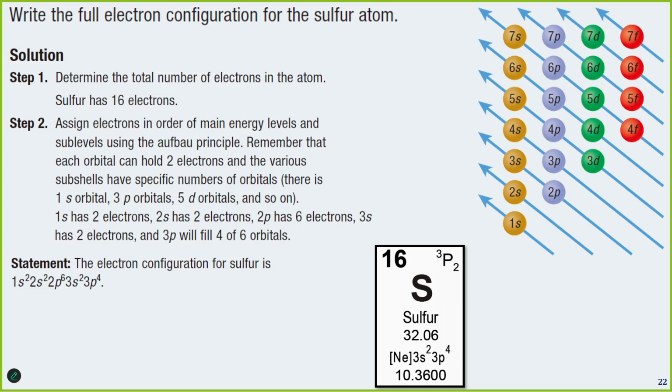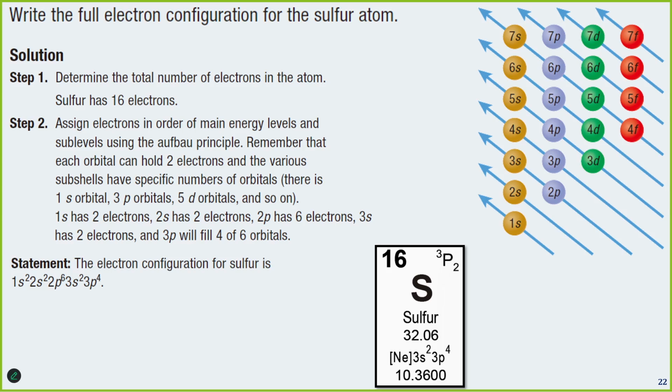So step 1 is to determine the total number of electrons in that atom, right? Sulfur has 16 electrons. Then assign electrons in order of main energy levels and sublevels using the Aufbau principle. Remember that each orbital can hold 2 electrons, and the various subshells have specific numbers of orbitals. There is 1s, 3p, 5d, and so on. 1s has 2 electrons, 2s has 2 electrons, 2p has 6 electrons, 3s has 2 electrons, and 3p will fill 4 out of the 6 orbitals, right? So the full electron configuration for sulfur is 1s2, 2s2, 2p6, 3s2, and 3p4.